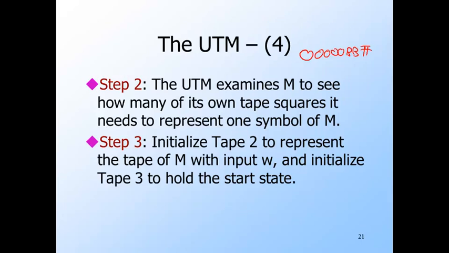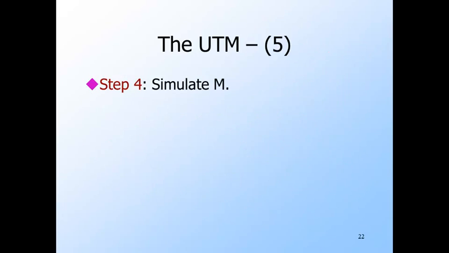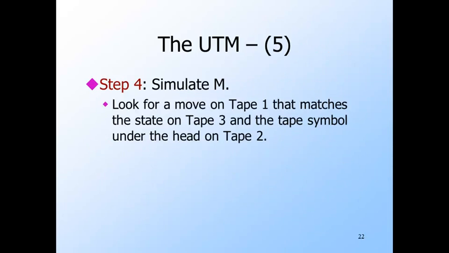Finally, we initialize tape 3 to hold the start state. That state is always Q1, so it is represented by a single 0. Now we're ready to simulate M. We have the current state on tape 3 and the tape of M represented on tape 2.